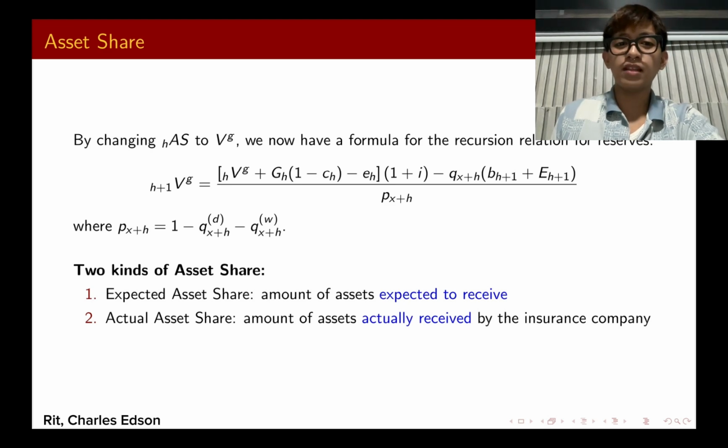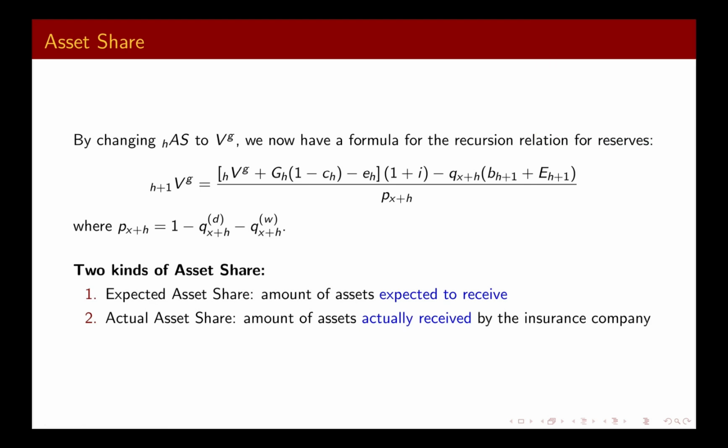In here, the probability of survival is equal to 1 minus the probability of death minus the probability of withdrawal. There are two kinds of asset share: the expected asset share and the actual asset share. Expected asset share is the amount of assets expected to be received, while the actual asset share is the amount of assets actually received by the insurance company.